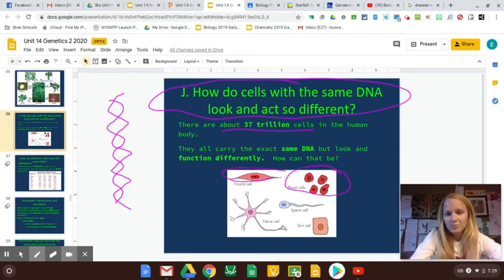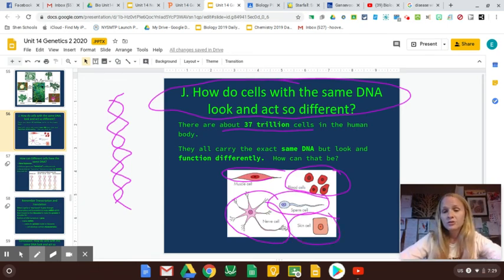Like a muscle cell, a blood cell, a nerve cell, a sperm cell, a skin cell. They are all so different. They look different. They act different. They do different jobs. They're in different parts of your body. So how can they have the same DNA but be made from totally different proteins? Any guesses?